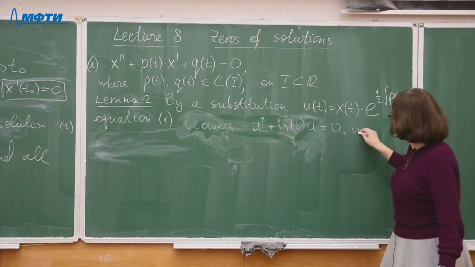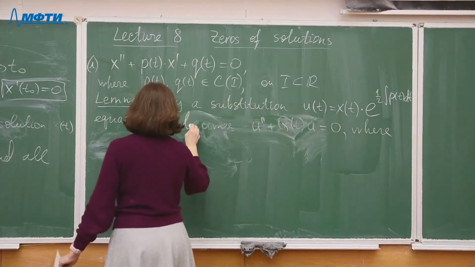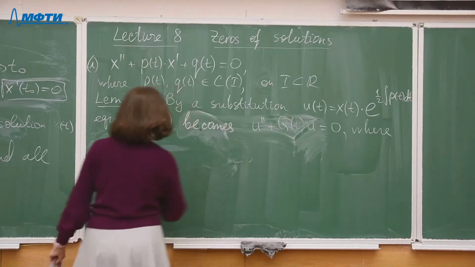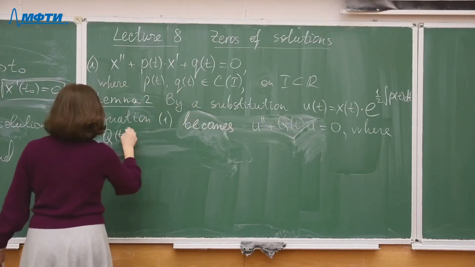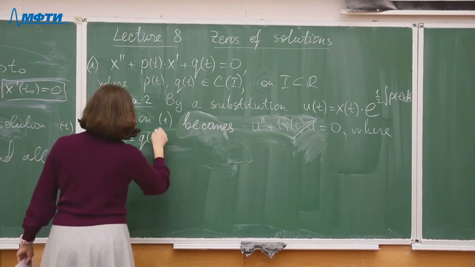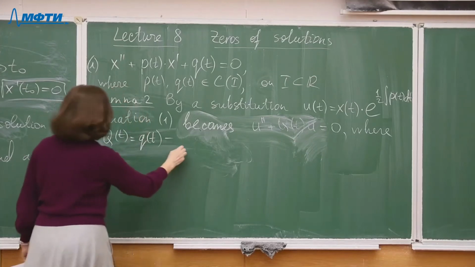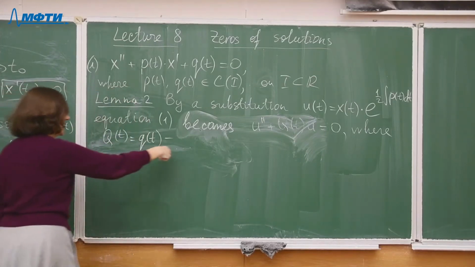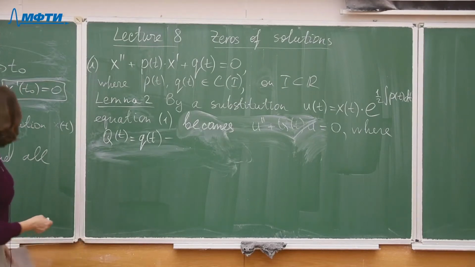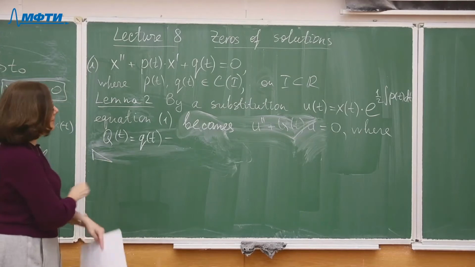So where the coefficient of u of t equals something. I have forgotten the formula, so we will write this formula after we prove this lemma. Let's prove the lemma.